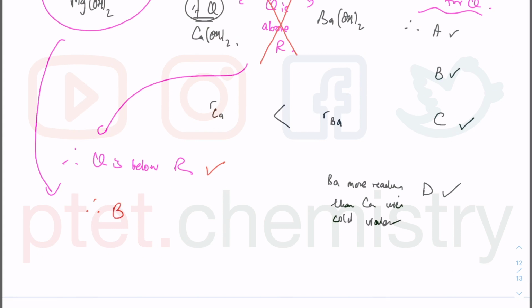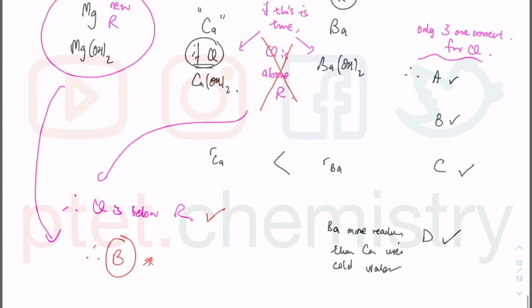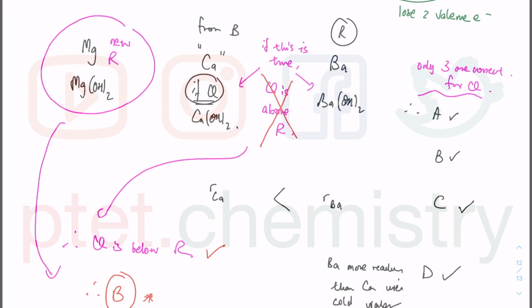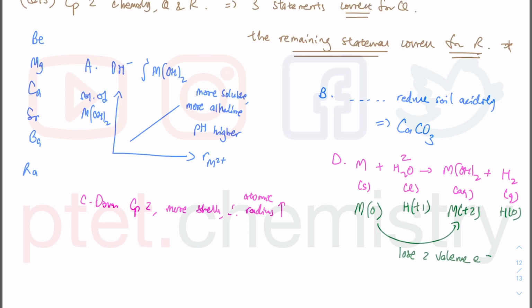So therefore, option B is the one that will apply to R in order to satisfy the condition that three are correct. Three statements are correct for Q, but then only one is correct for metal R. Okay, am I correct? I don't know. The one remaining statement is correct for metal R. Let me see what I am talking about. Then we can definitely say that one remaining statement is correct for metal R.